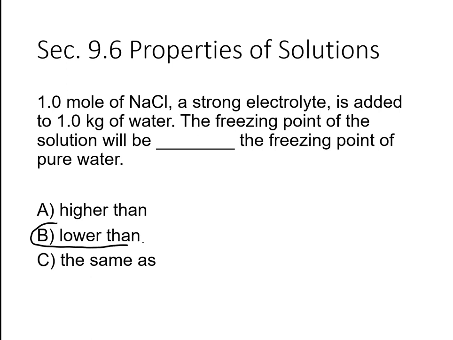Yeah, you guys are on it. Lower than. When you're adding a strong electrolyte, you are adding some kind of solute to that water. Your freezing point is going to decrease. And since we're talking about freezing point, we should also just mention boiling point. So your freezing point will decrease if you add salt. What about the boiling point? Will it be higher, lower, or the same as pure water?